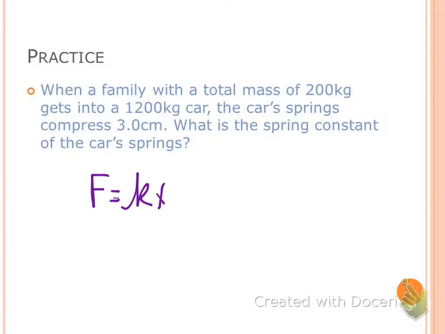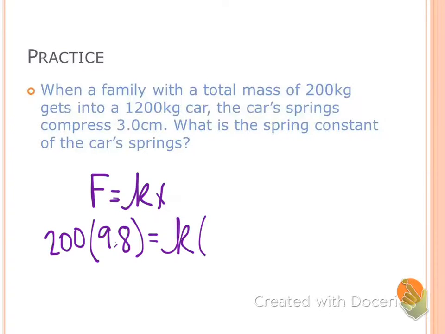So the gravitational force that's acting here would be mass, which would just be the 200 kilogram family, times 9.8, equals K times X. And we convert X to meters, which would give us 0.03.